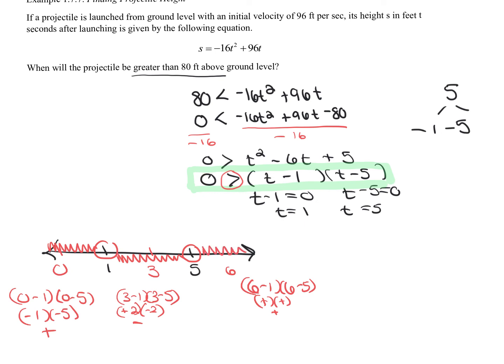And the question here is, where is my thing less than 0? So less than 0 means you shaded below. So my answer is going to be 1, 5 with parentheses because I don't actually touch those values.